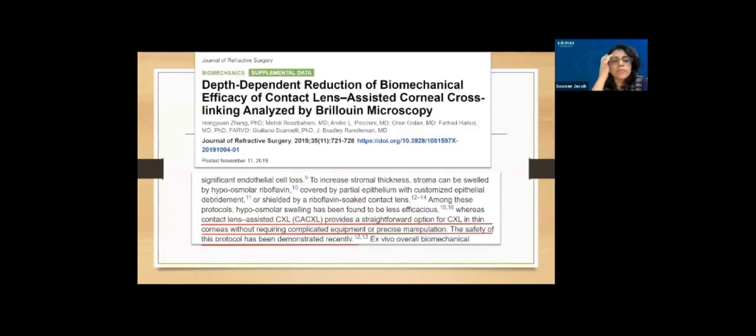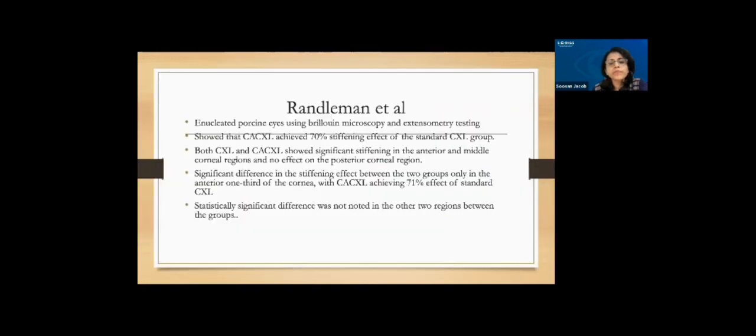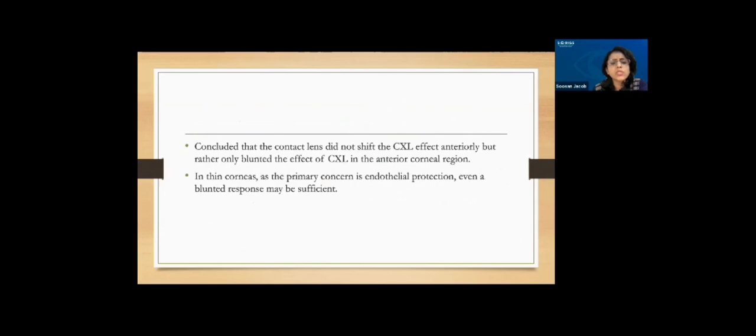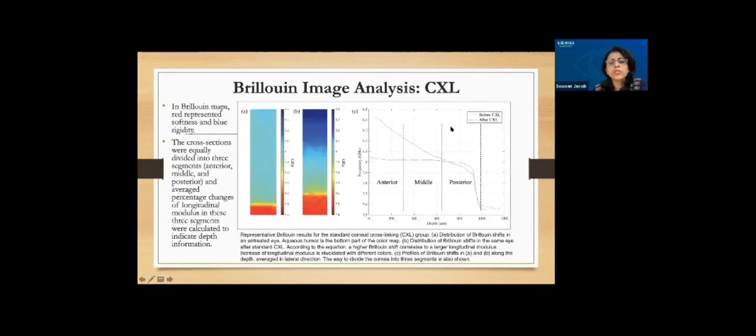These are the studies by Brad Randleman et al. using Brown microscopy, and they came to the conclusion after their study that contact lens assisted CXL provides a straightforward option for cross-linking in thin corneas without requiring complicated equipment or precise manipulation, and the safety has been demonstrated recently. So this was their study. I will go through this a little fast. What they've said is that the contact lens, actually, this is their study.